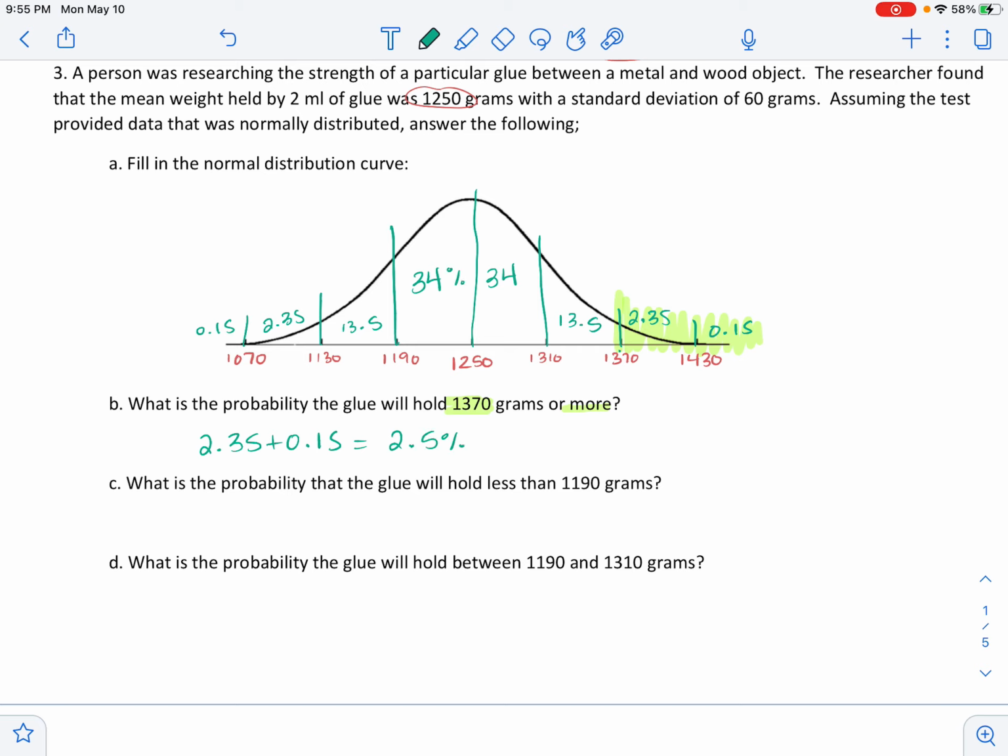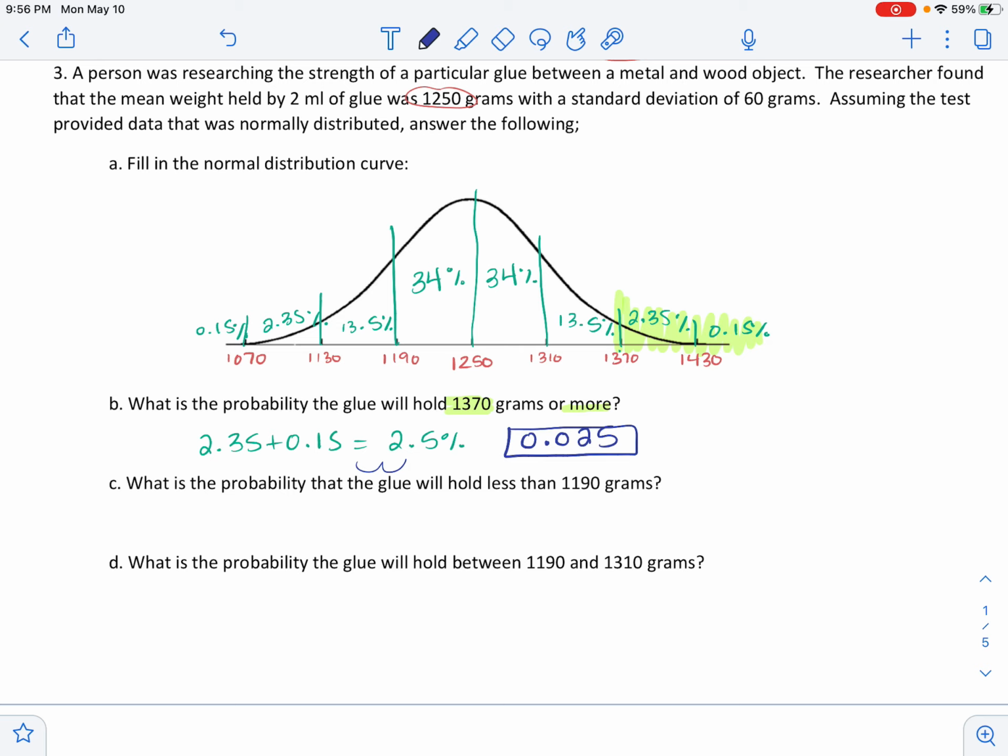Now, this is the percent. All of these are percents. But this question does not want our answer as a percentage. It wants our answer as a probability. So we have to almost work backwards and go from the percentage to a probability. When we do this, we move the decimal place left 2. So 0.025 would be our probability here.